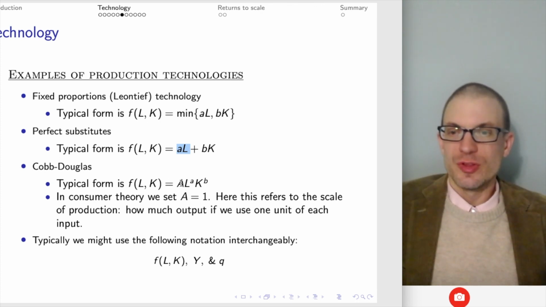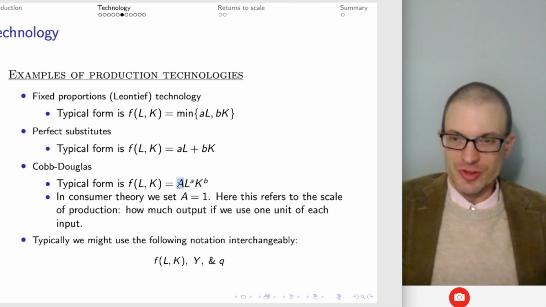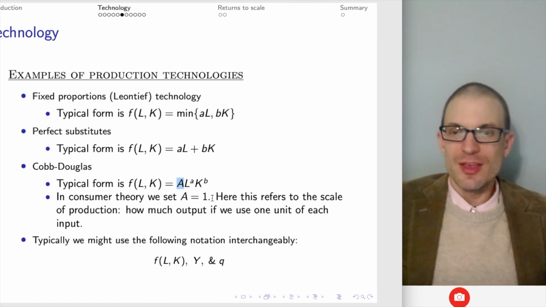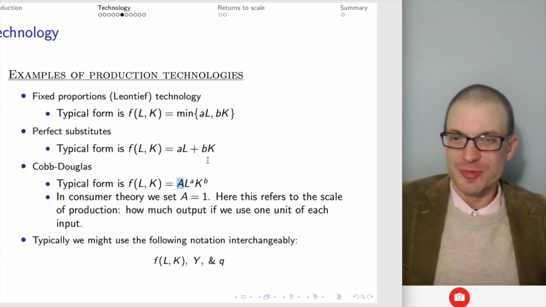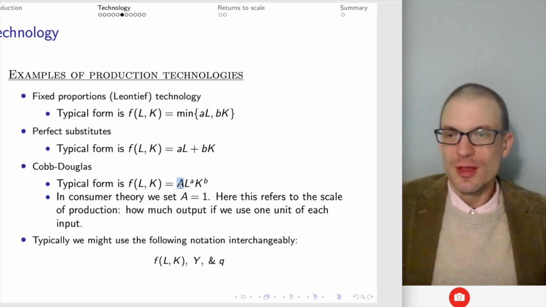Cobb-Douglas, so this is relatively familiar. It's going to be labor to the A power times capital to the B power. In consumer theory, we typically see this and we think of A as being set equal to 1. A is a scaling factor. It's referring to the scale of production, how much output if you use 1 unit of each input. Typically with consumer theory, this has been 1. With producer theory, this might be something other than 1. So typically in the exercises I have, this is something bigger than 1.